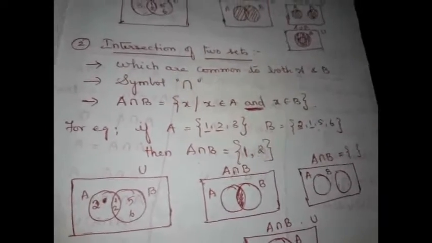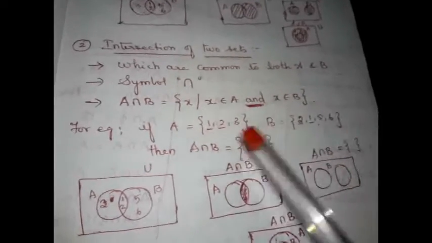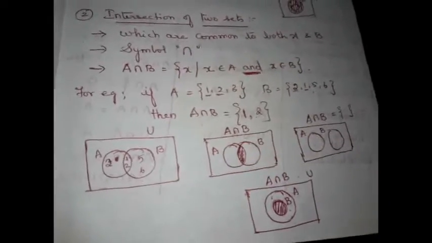For union it is OR, which means it can be in A or in B. But when it comes to AND, it will be in A as well as in B. Right? So if 1, 2, 3 are in A and 2, 1, 5, 6 are in B, then what is A intersection B? 1 and 2, the common, the intersection part. If two sets do not have any element in common, which means the sets are disjoint, then the intersection is empty. If B is a subset of A, then the intersection is going to be only B.